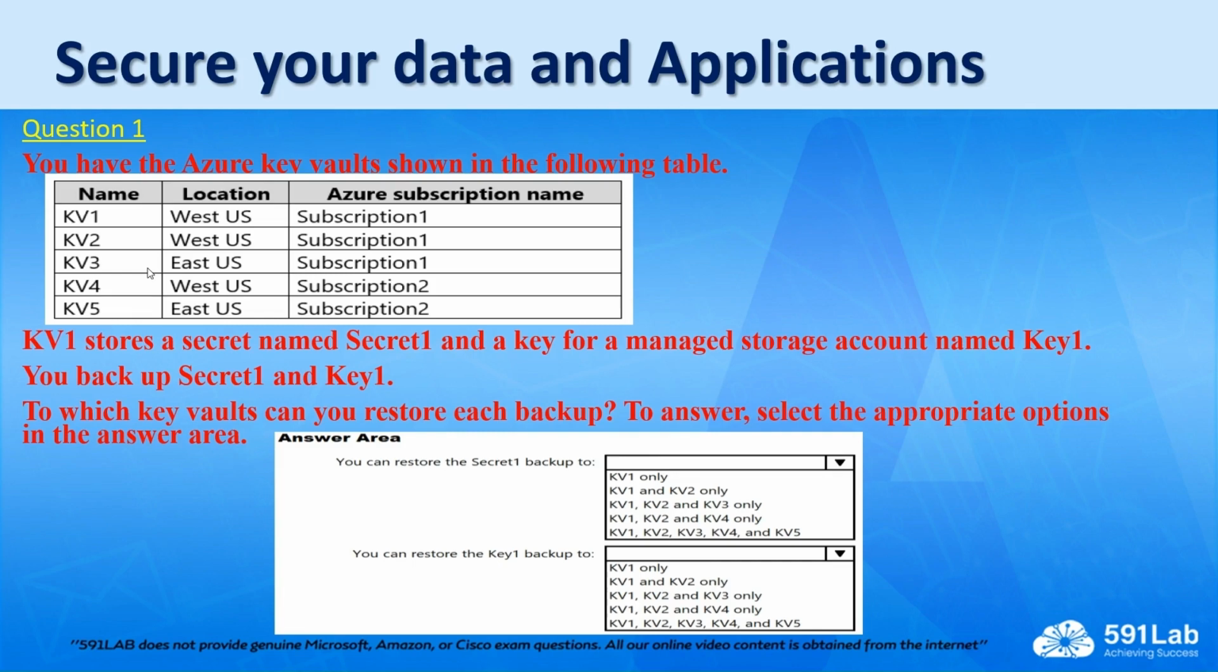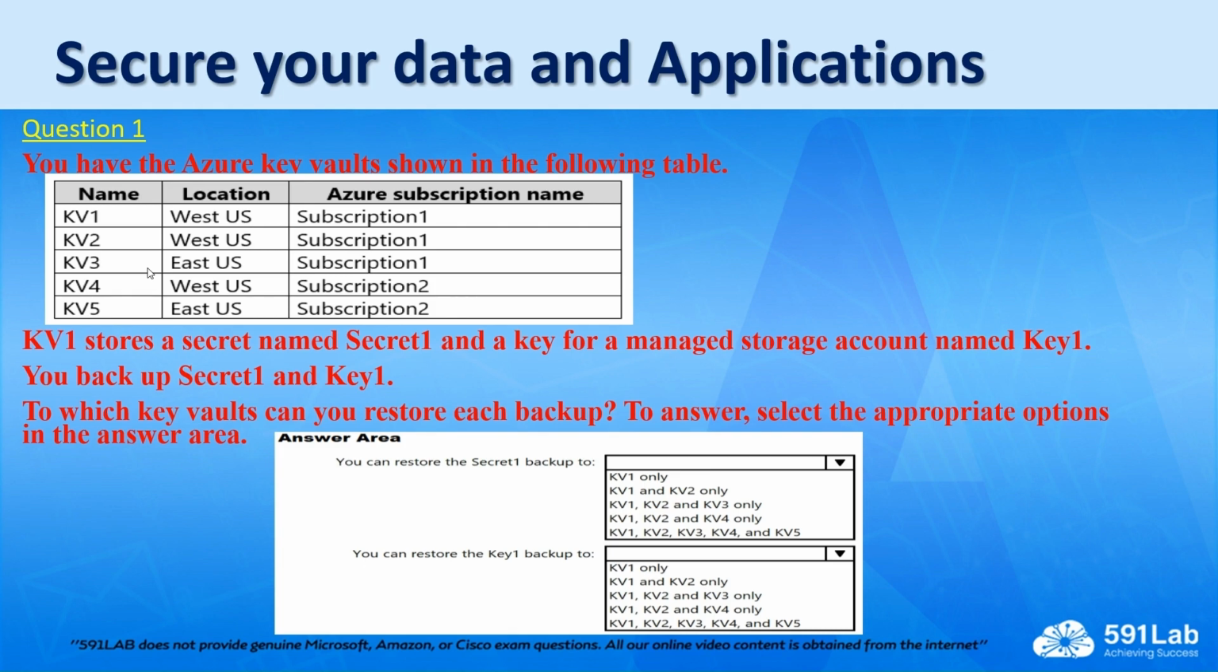You have the Azure key vaults shown in the following table. So you can see the table. It has got 5 key vaults, and these key vaults are deployed in different regions. So key vault 1 is in West US, key vault 2 is in West US as well, key vault 3 is in East US, key vault 4 is in West US, key vault 5 is in East US.